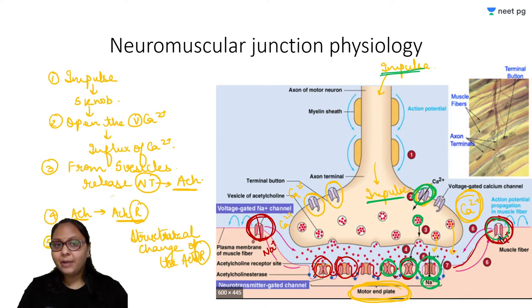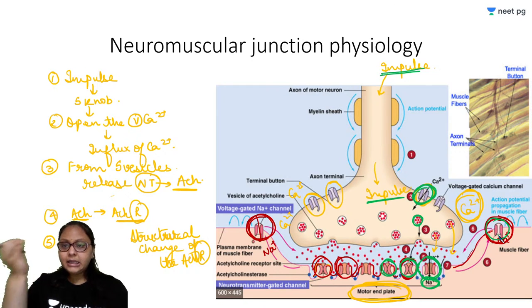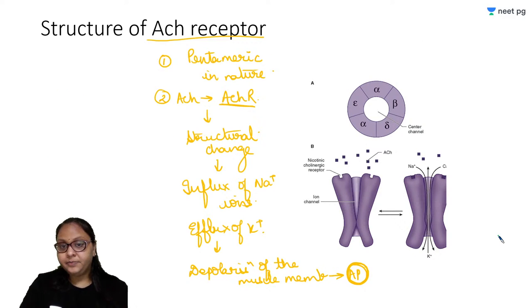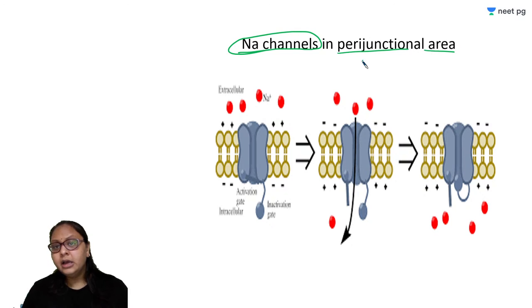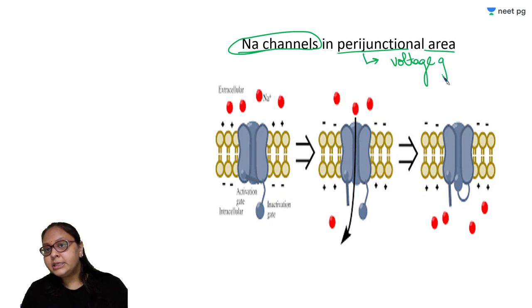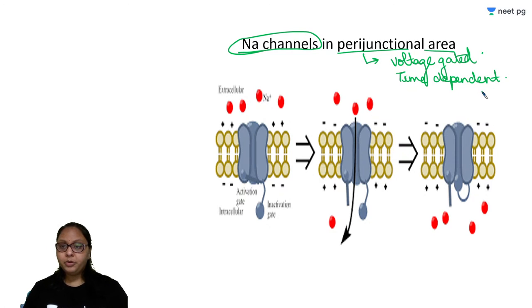So this is what happens at the neuromuscular junction. That is how the impulse generated in the nerve fiber contracts the muscle. Now, the sodium channels at the perijunctional area are voltage-gated and time-dependent. That is, they open only for a very few seconds.